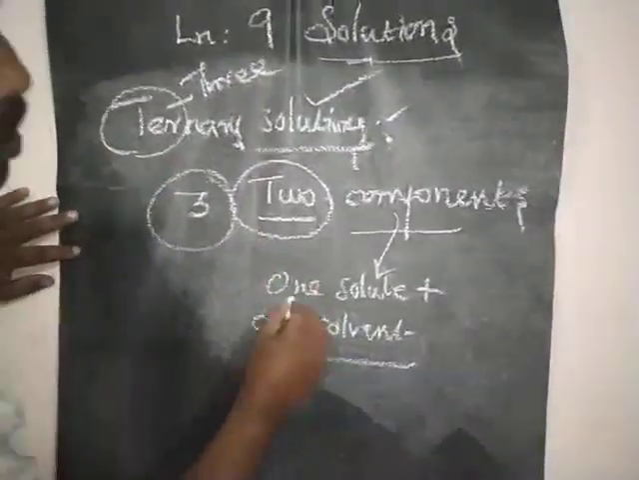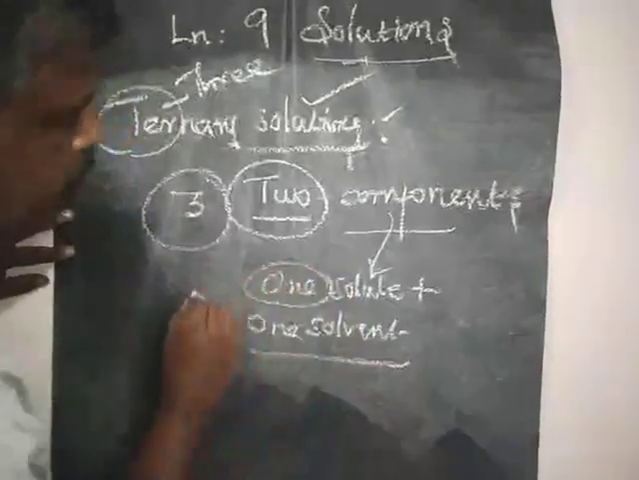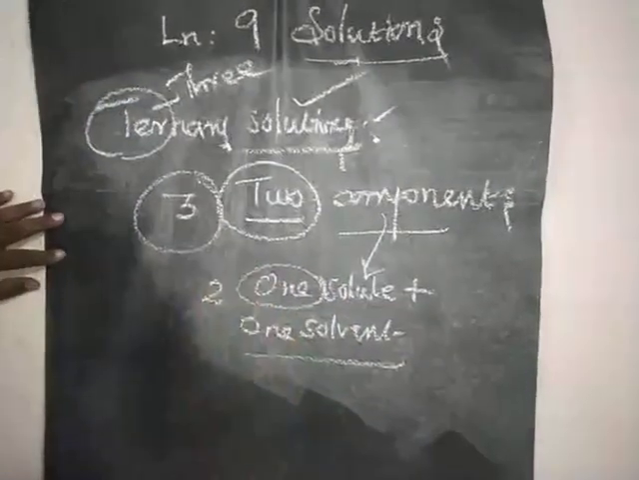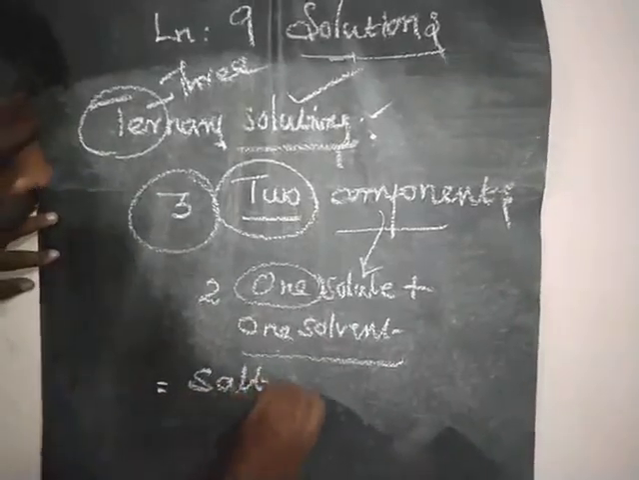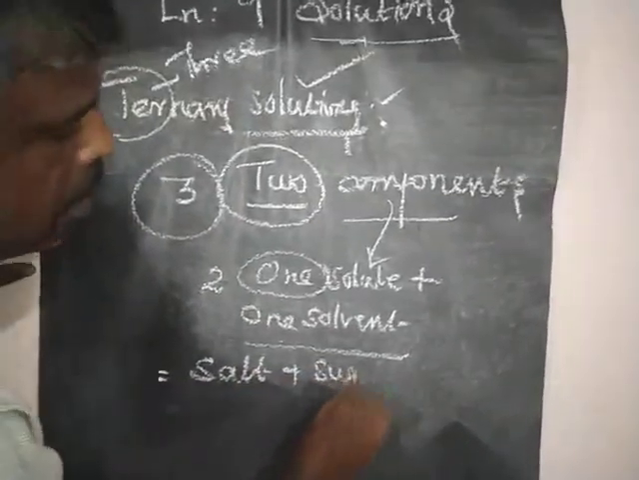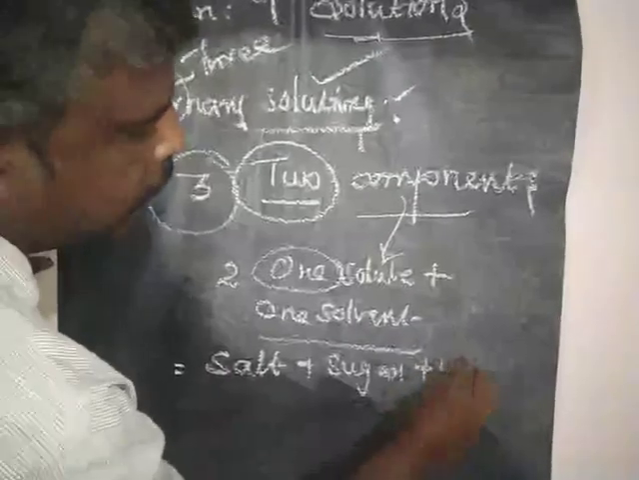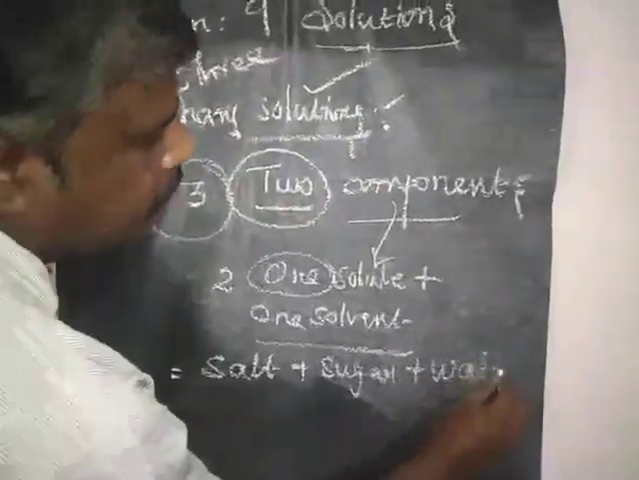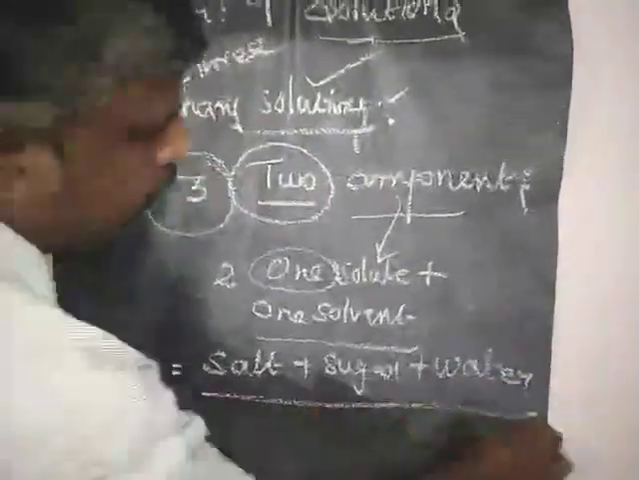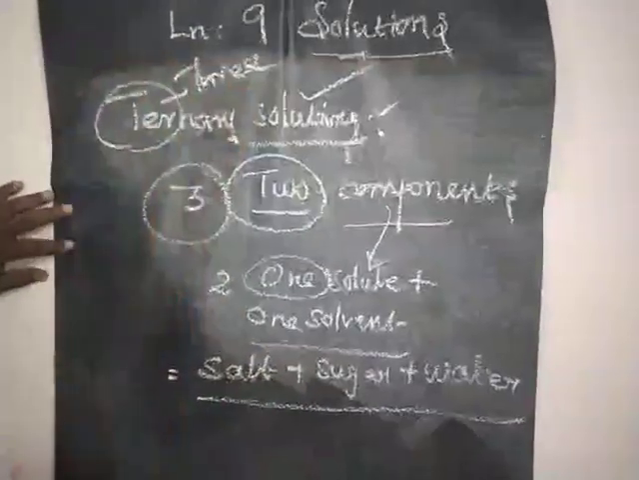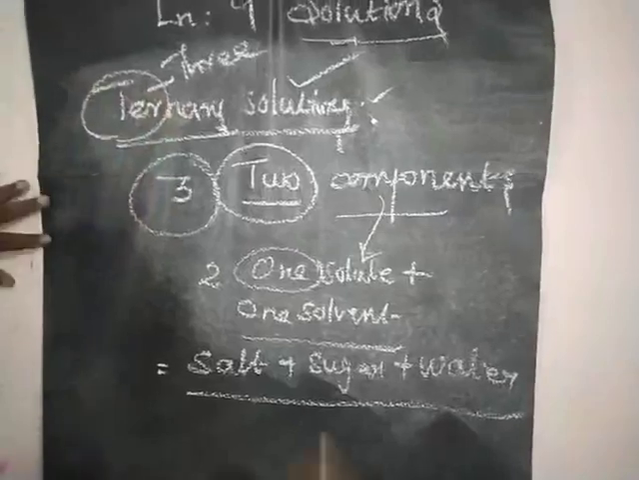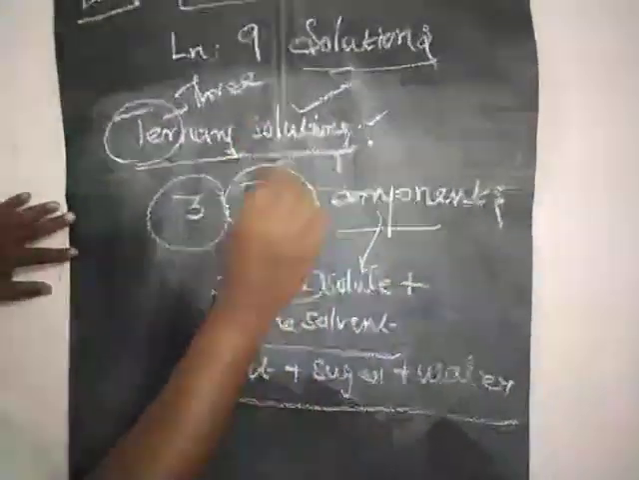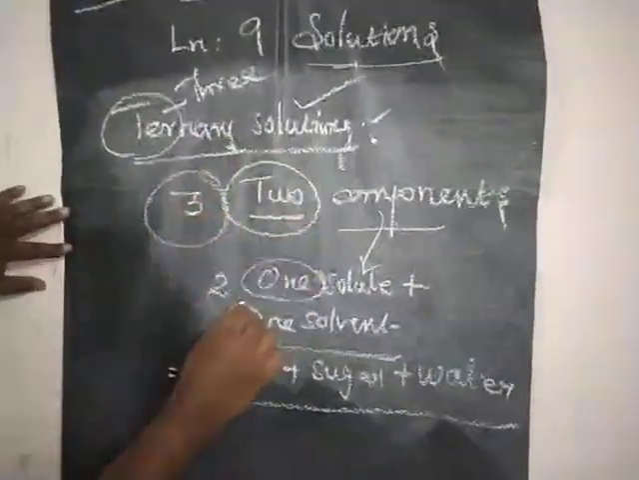For example, how many solutes? Two solutes plus one solvent. For example, salt, sugar plus water. So these are all the examples of ternary solution. Ternary solution means what? How many components should be present in a ternary solution? Three components should be present in a ternary solution.